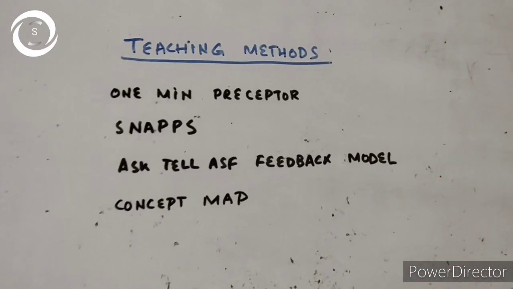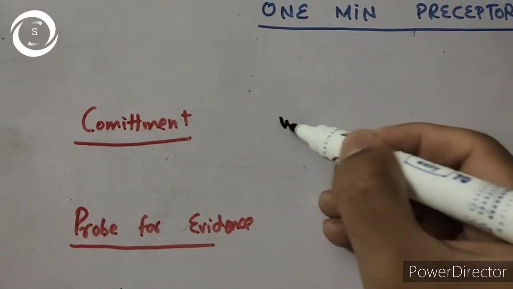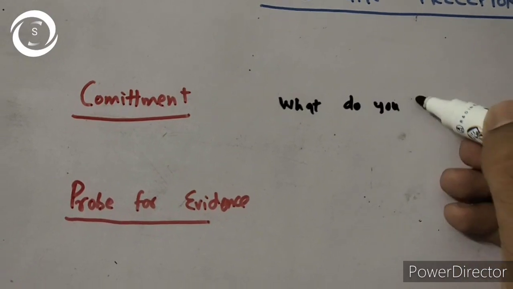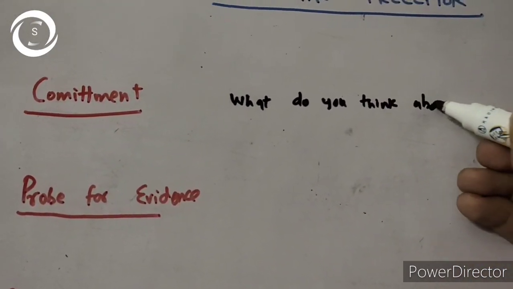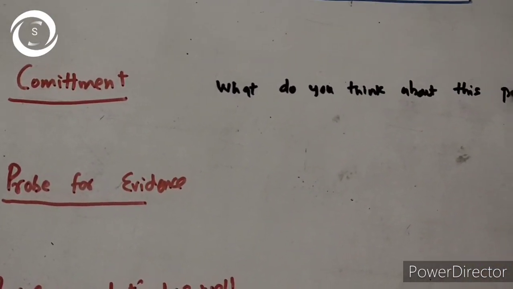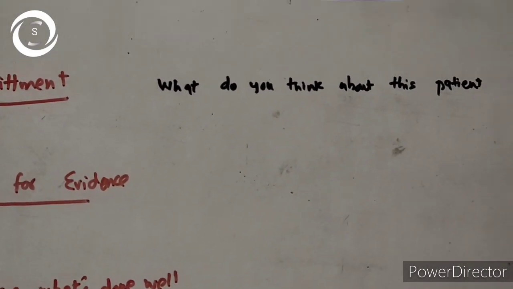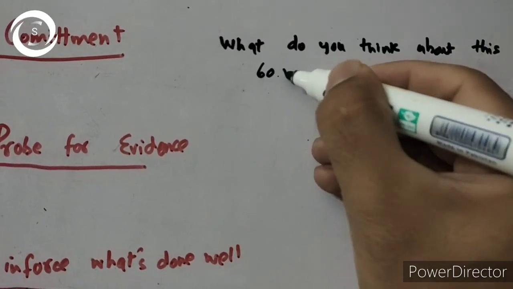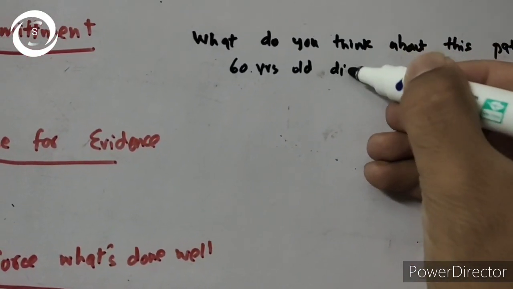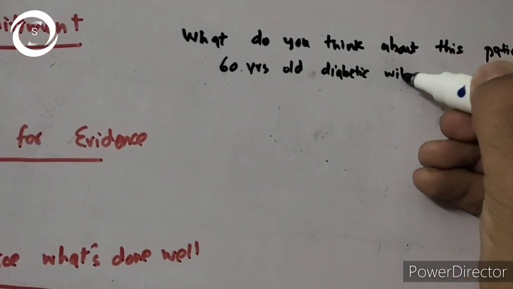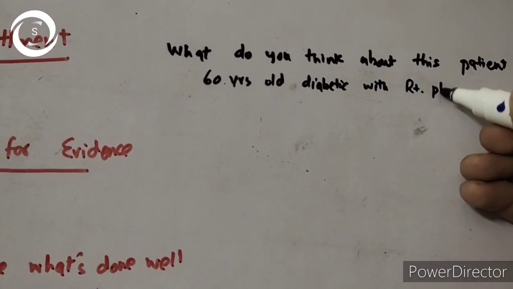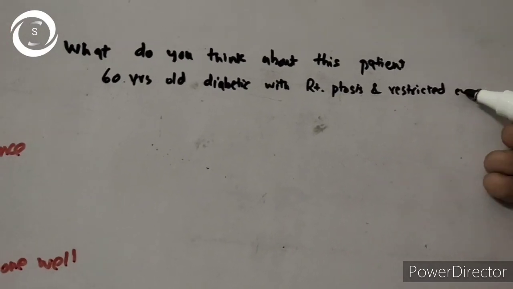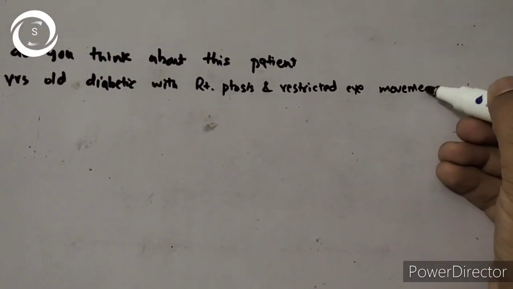This method assesses the student's knowledge and gives feedback, but doesn't ask the student for more information. There are 5 micro skills, like get a commitment. For example, you have shown a patient of third cranial nerve palsy, and you ask a student, what do you think about this patient, 60 years old, diabetic, with right ptosis and restricted ocular movements?